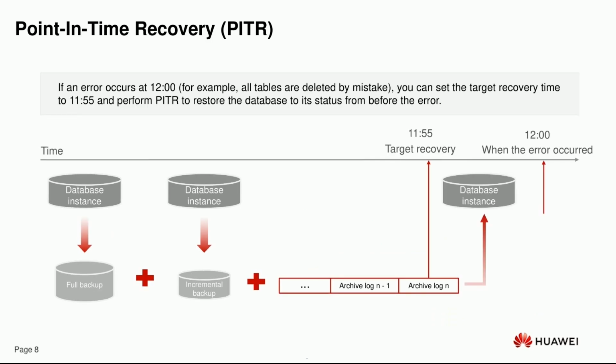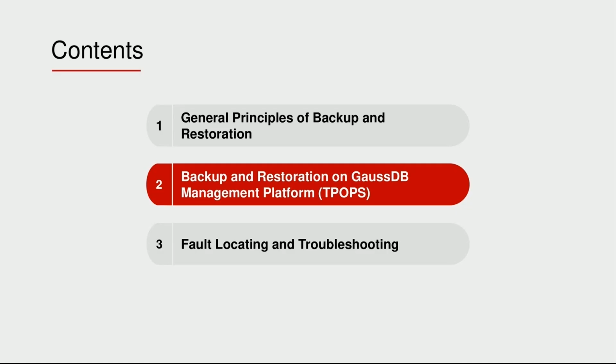Let's have a look at this figure. If an error occurs at 12, for example, all tables are deleted by mistake, you can set the target recovery time to 15 to 12 and perform PITR to restore the database to its status from before the error.